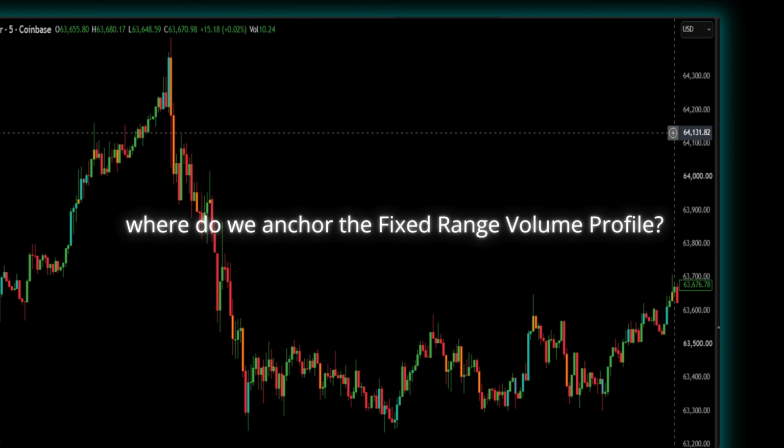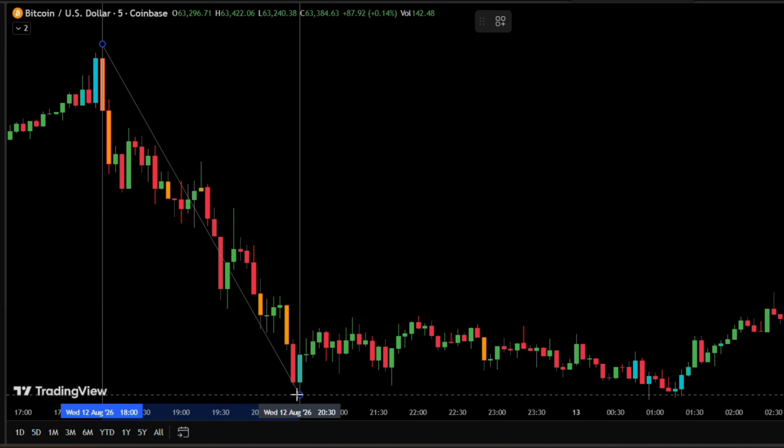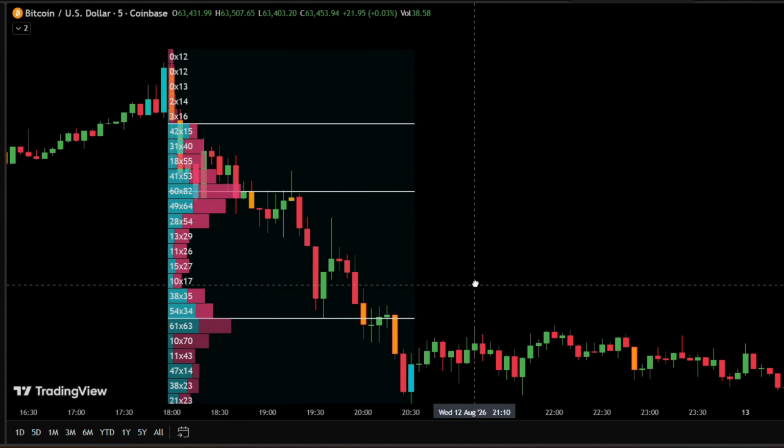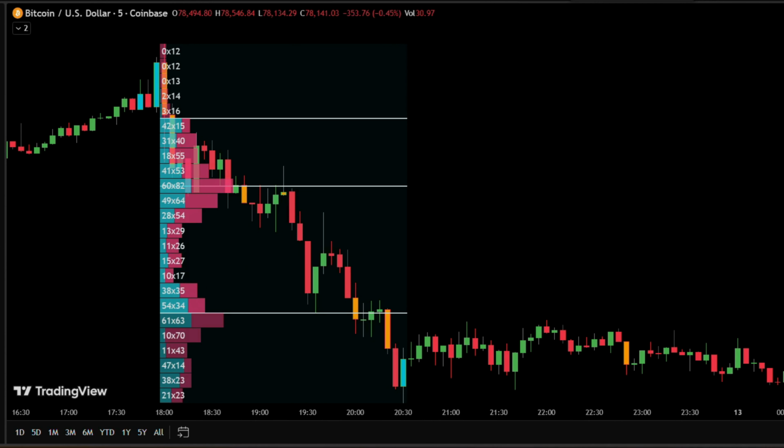Now, where do we anchor the fixed range volume profile? We don't guess. We anchor it right at the absolute top wick where that drop started, and we drag it down to the exact bottom wick where the sell-off finished. By anchoring strictly to that market structure leg, the FRVP immediately maps out our institutional levels.